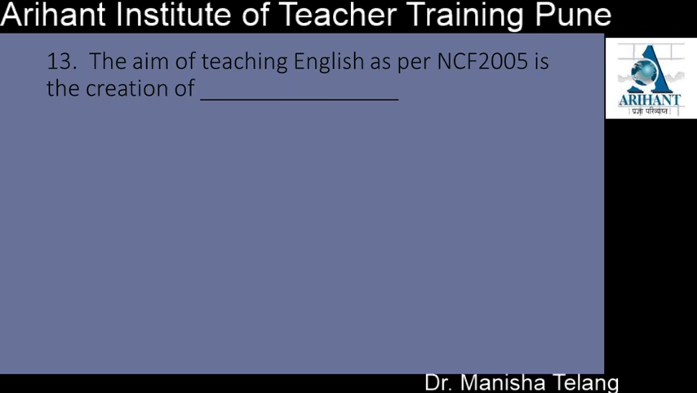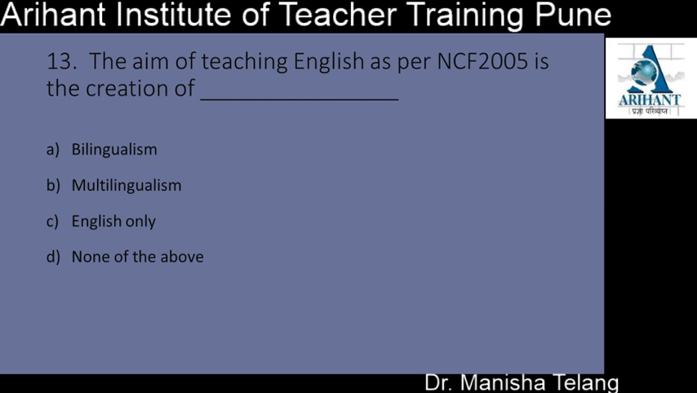The aim of teaching English as per NCF 2005 is the creation of, options are: option A, bilingualism, option B, multilingualism, option C, English only, option D, none of the above. And the correct answer is option B, multilingualism.